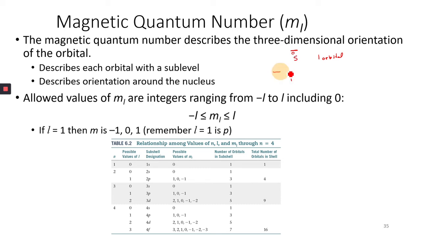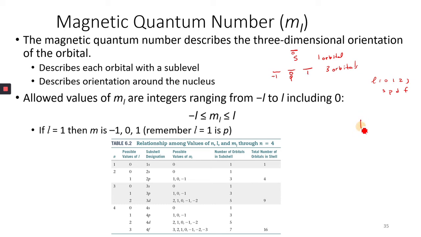P has 3 orbitals. And we need to give them some sort of label. So your ml ranges from negative L to positive L. So remember, if you have a P, your L is 1, so it ranges from negative 1 to positive 1.